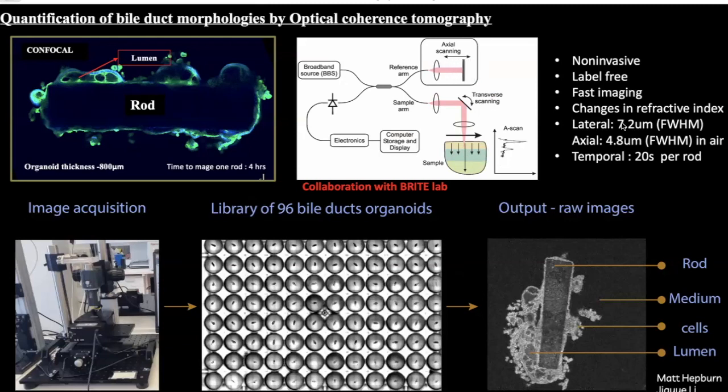So you can do it live. It's label free. You don't have to stain. You can image the cells live, of course, and it's very fast. It takes only 20 seconds to image the entire rod here. Because of that, we can image 96 well plates like you see here. Each of the wells has one rod and one organoid. For 20 seconds per well, it was relatively easy to get the 3D images of these rods once you know how it works.